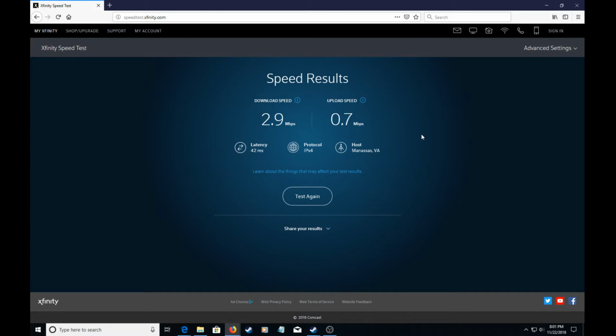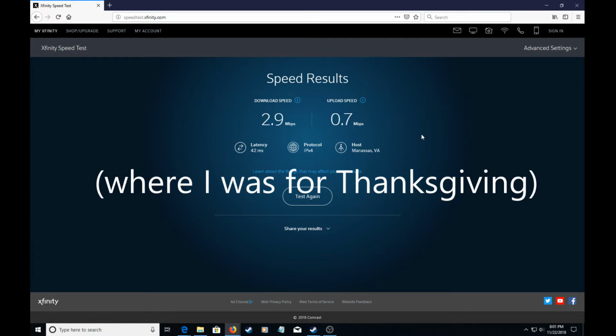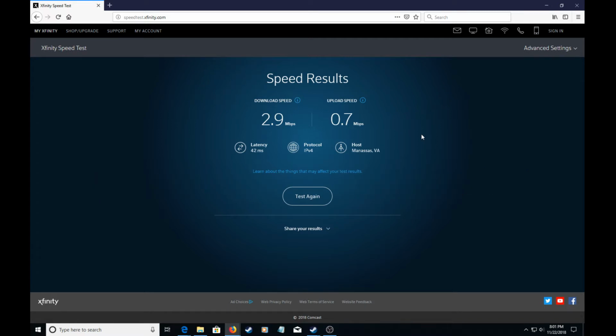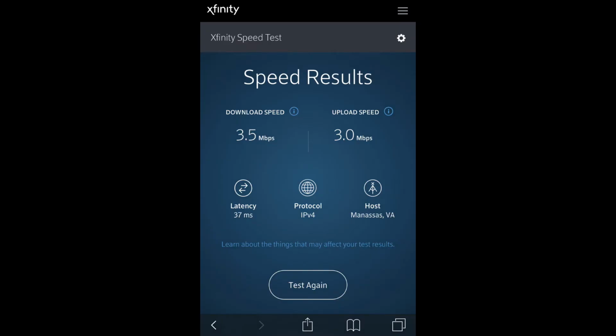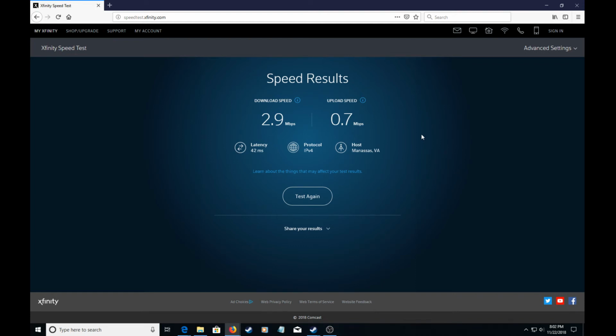'Cause where I was at, I'm not going to disclose the location. It was in the middle of nowhere. That's the way I'm going to put it. The download speed was 3.5 megabits per second, and the upload speed was exactly 3 megabits per second. 3 megabits per second in a rural area. And they use AT&T for their internet provider.